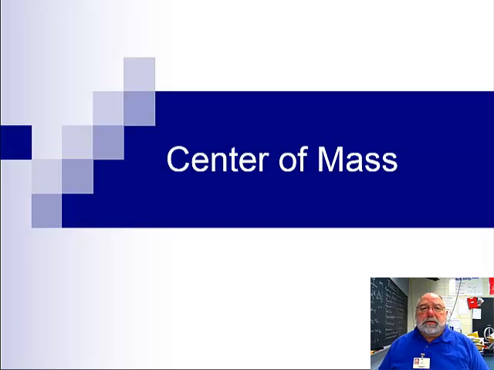So we're going to learn some techniques for how to identify where that single point particle may be in an object that we want to deal with. Okay, where we can represent that oddly shaped object as a point. And we call that point, the location of that point, the center of mass. So let's go ahead and get started.